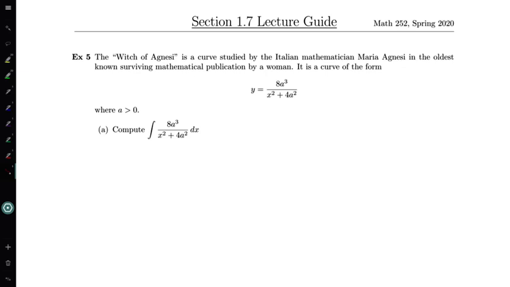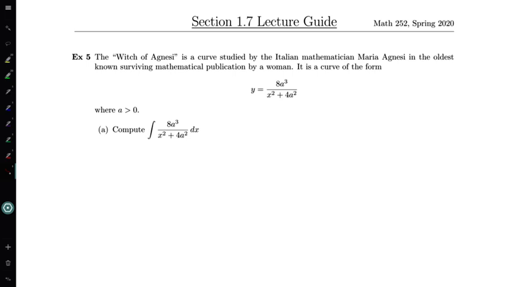In our last example for section 1.7, we're going to be looking at a couple of properties of a curve, and you'll see a little bit more of this on your next homework assignment. We're going to be looking at a curve called the Witch of Agnesi, and it is a curve studied by the Italian mathematician Maria Agnesi in the oldest known surviving mathematical publication by a woman.